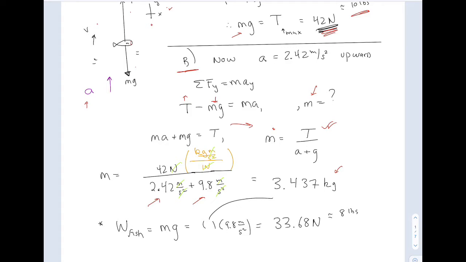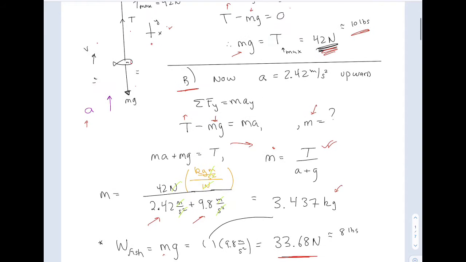That gives me the mass of the fish, but they want the weight of the fish, so I had to do mass times gravity. That gives me the weight of the fish. So with that fishing line, you can pull a 10-pound fish up at constant speed, but if you want to do it quickly and accelerate it, the fish can only be about 8 pounds. So that's the number they're looking for.